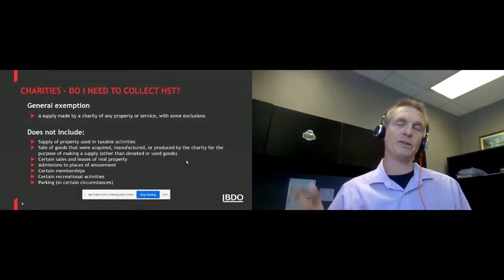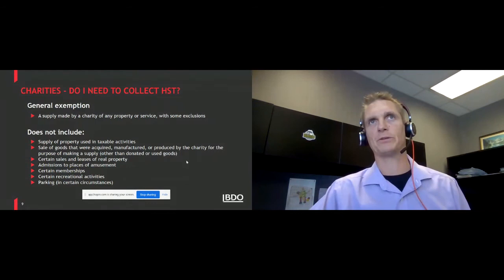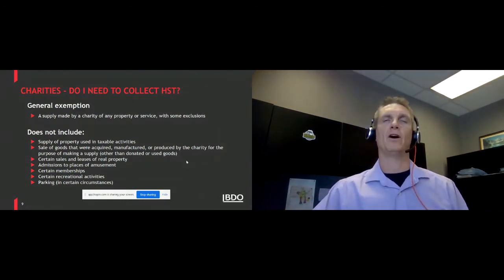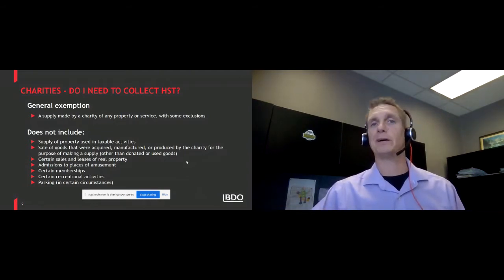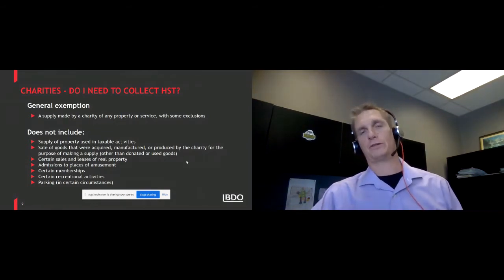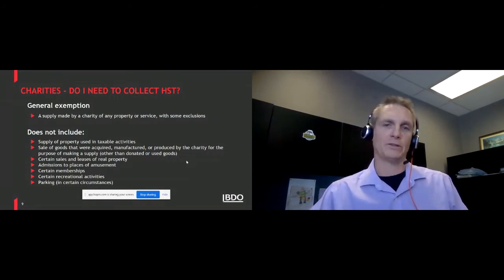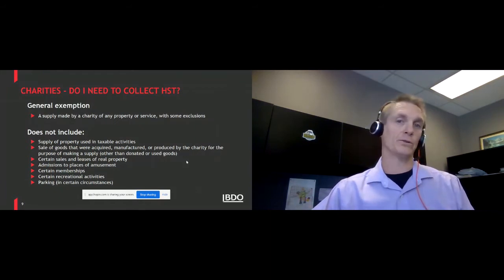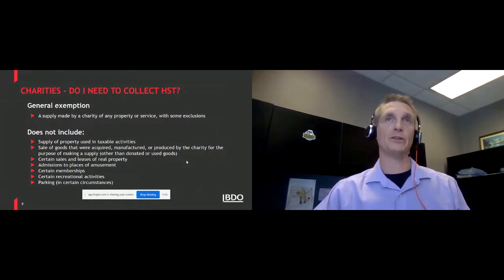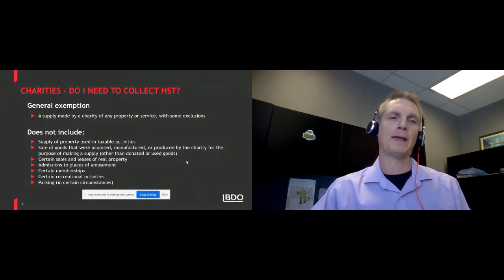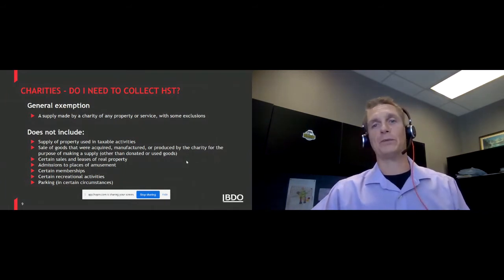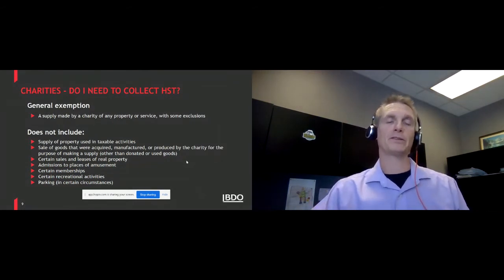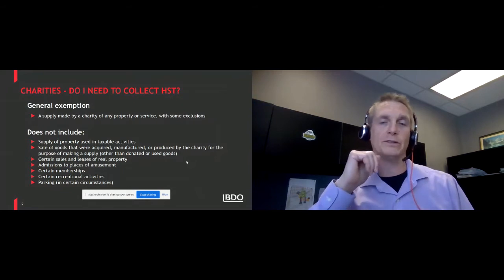So charities have what's referred to as the general exemption, and it's this very broad and overriding exemption that essentially says all supplies of property or services made by a charity are exempt, with a few exclusions. And some of the exclusions I've set out below. We've got a sale of property or equipment or other assets that are used in a taxable activity. Sale of goods that were acquired or manufactured by the charity for the purpose of making a resupply of them, but they exclude donated goods or used goods.